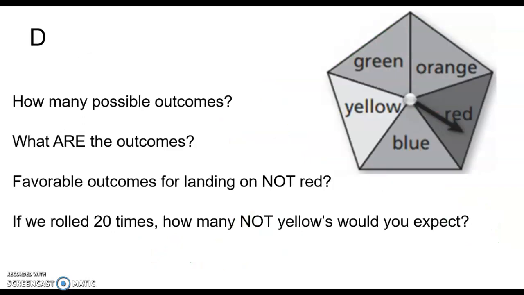Let's look at D. So D says it's a spinner with 5 different sections. So write that down for our experiment D. And then again, go through these questions and put your answers. Pause while you work it out, and then we'll hit play when you're ready to check.